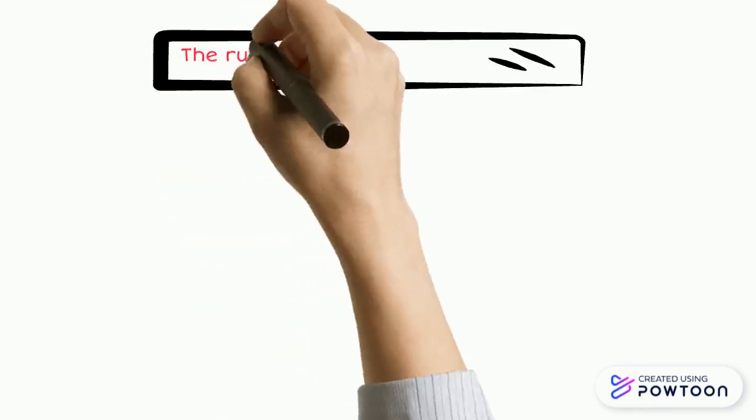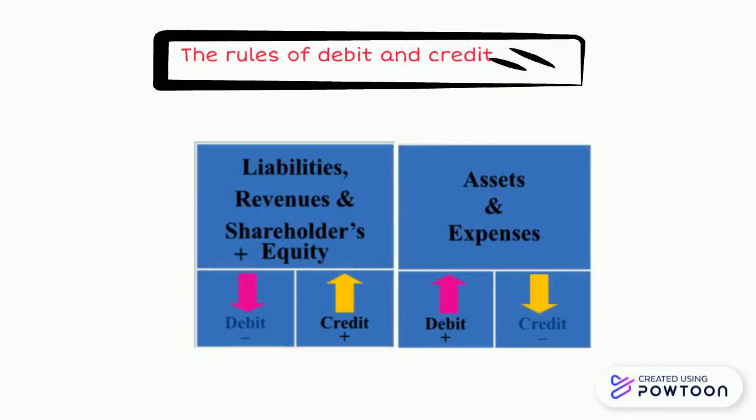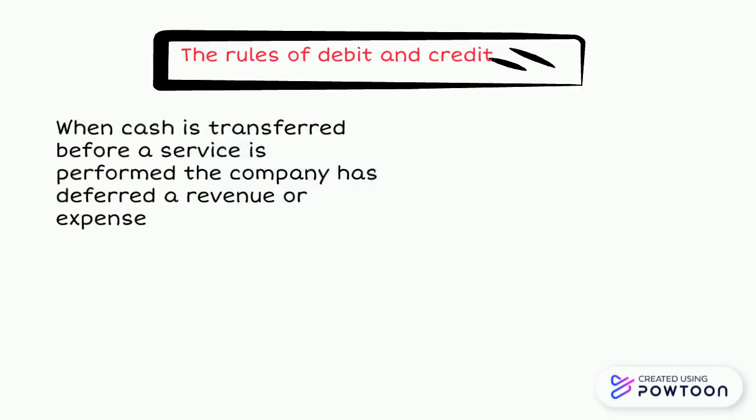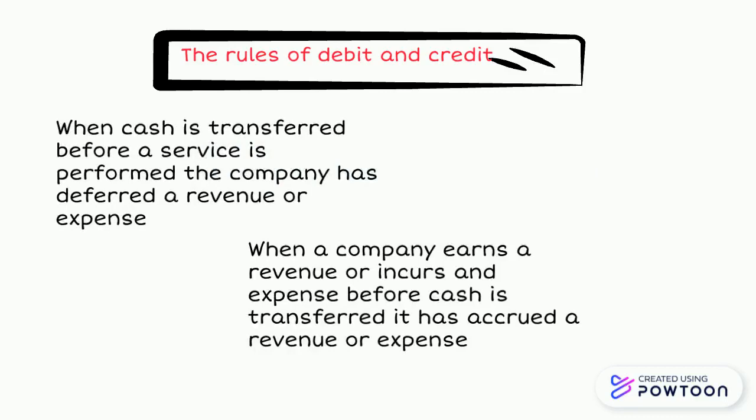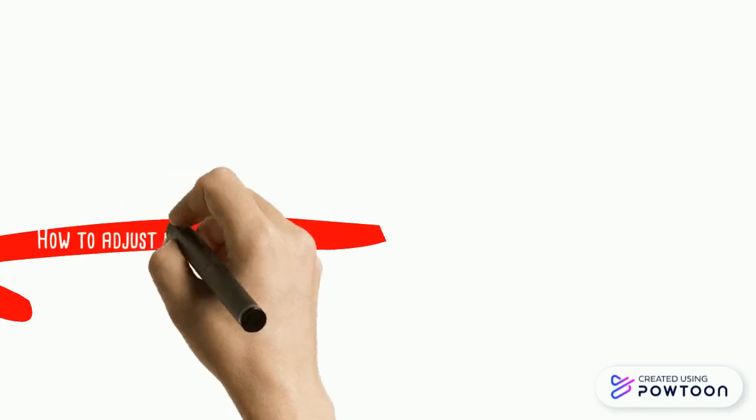For the rules of debit and credit, we must be aware of the classification of journal entries. When cash is transferred before service is performed, the company has deferred a revenue or expense. When a company earns a revenue or incurs an expense before cash is transferred, it has accrued a revenue or expense. So how do we actually adjust entries?